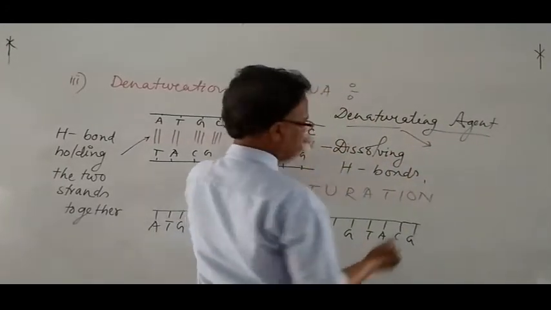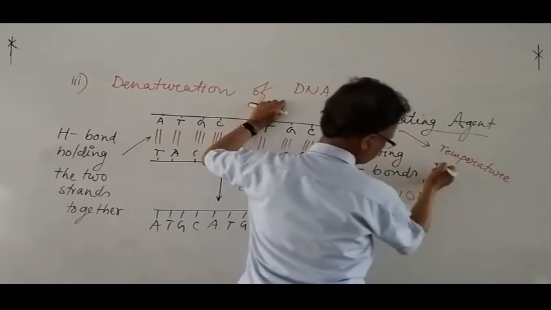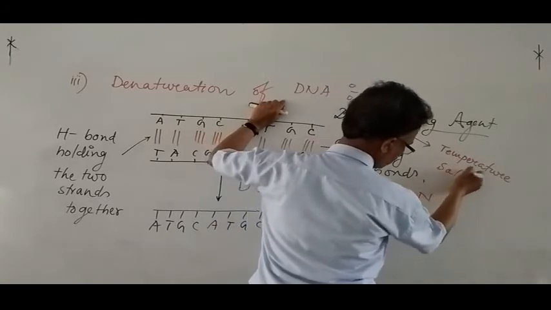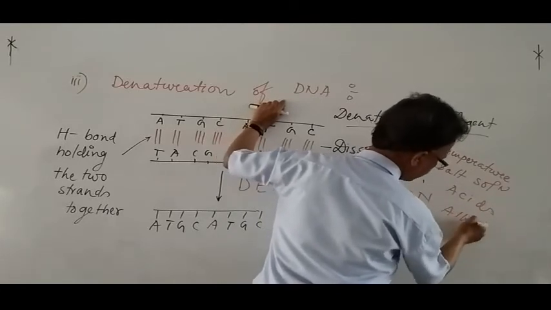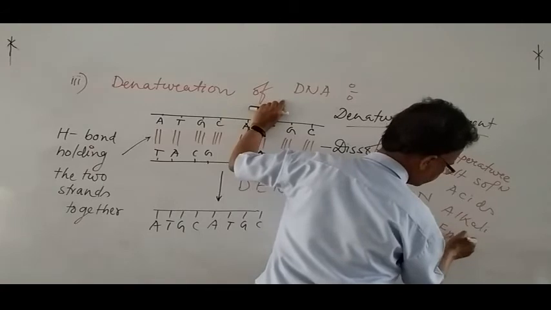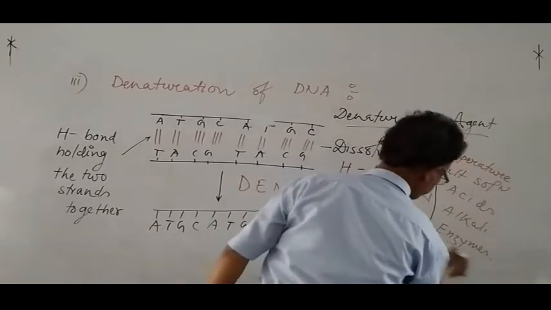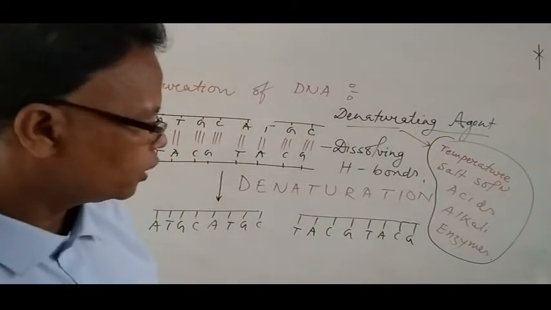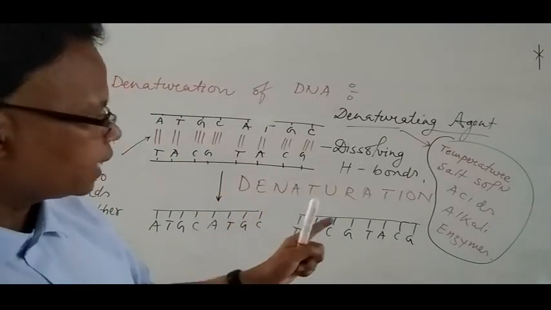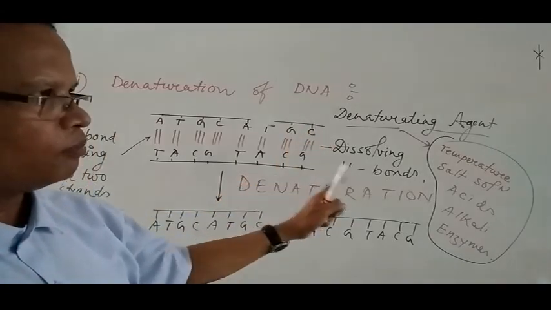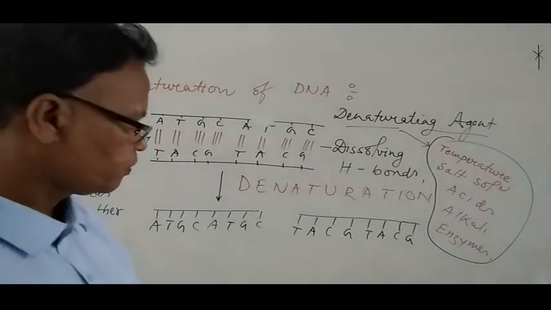Denaturing agents may be temperature, or some chemical agents like strong salt solution, or acids, or alkali or bases, or enzymes. These are certain examples of denaturing agents. That means they are capable of removal of the hydrogen bonds, and the two strands of the DNA molecules can be separated. Okay?